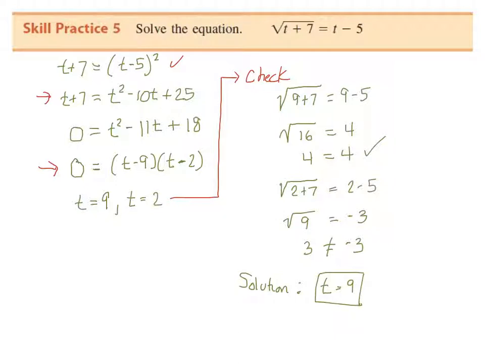We check out our results as follows. When we put 9 in, we get the square root of 9 plus 7 is equal to 9 minus 5. So the square root of 16 is equal to 4. That is true, and that checks out. When we put 2 in, however, we get the square root of 2 plus 7 is equal to 2 minus 5. The square root of 9, well, the positive square root of 9 obviously is 3, and 3 doesn't equal negative 3. So the only solution here is t is equal to 9.